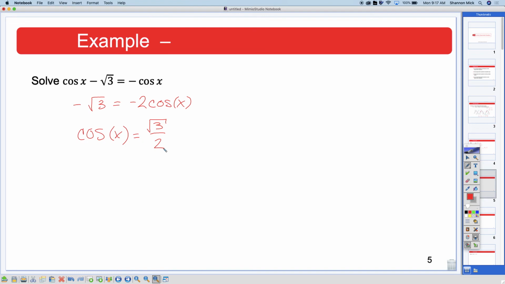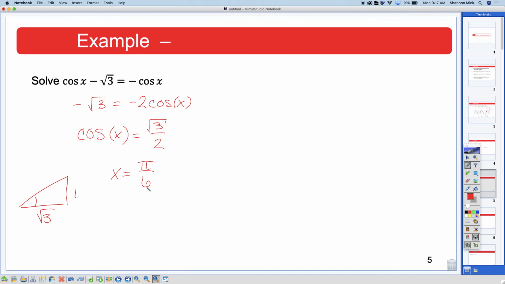Okay, so cosine's adjacent, yes? So if square root of 3 is adjacent, then what's opposite? I'm not asking the angle. If this is adjacent, what is opposite? 1. So what angle is that? So pi over 6.